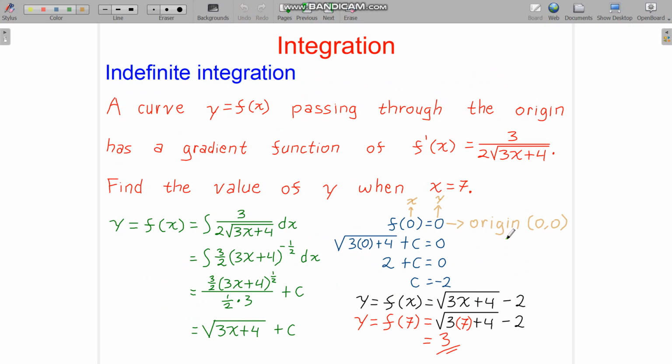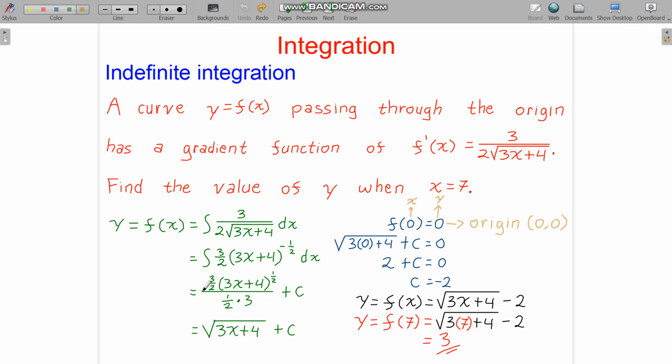Another example: a curve y equals f of x passing through the origin has a gradient function of f prime of x equals 3 over 2 square root of 3x plus 4. Find the value of y when x equals 7. So to find the y or the f of x, we integrate the y prime or the f prime. This is the same as 3 over 2 times (3x plus 4) to the power of minus 1/2, because the square root is in the denominator.